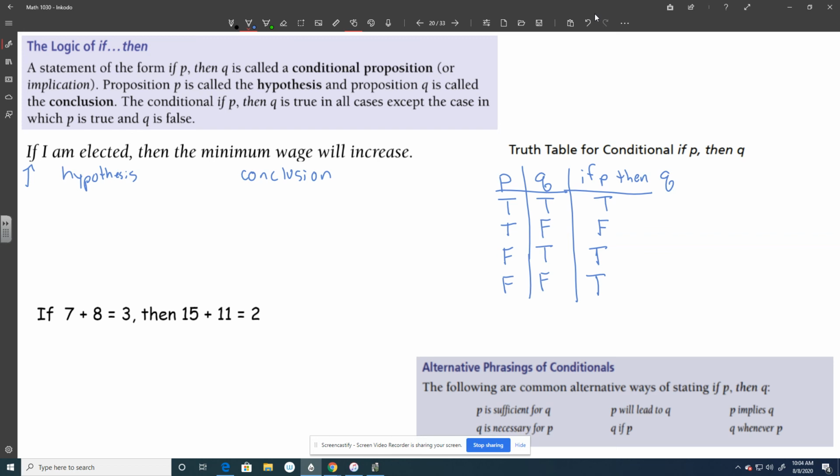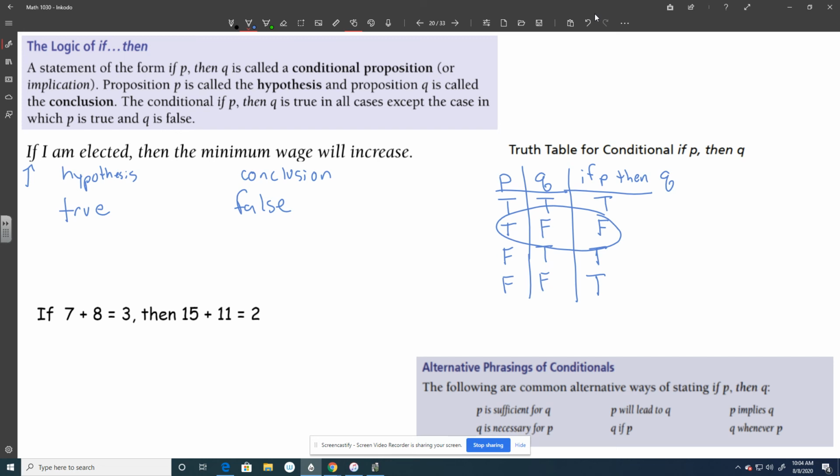Okay, so if-thens can be a little bit confusing because the only time they're false, the only time that statement is false, is if the first part is true and the second part is false. Otherwise, the statement has a truth value of true. It's always true, okay?